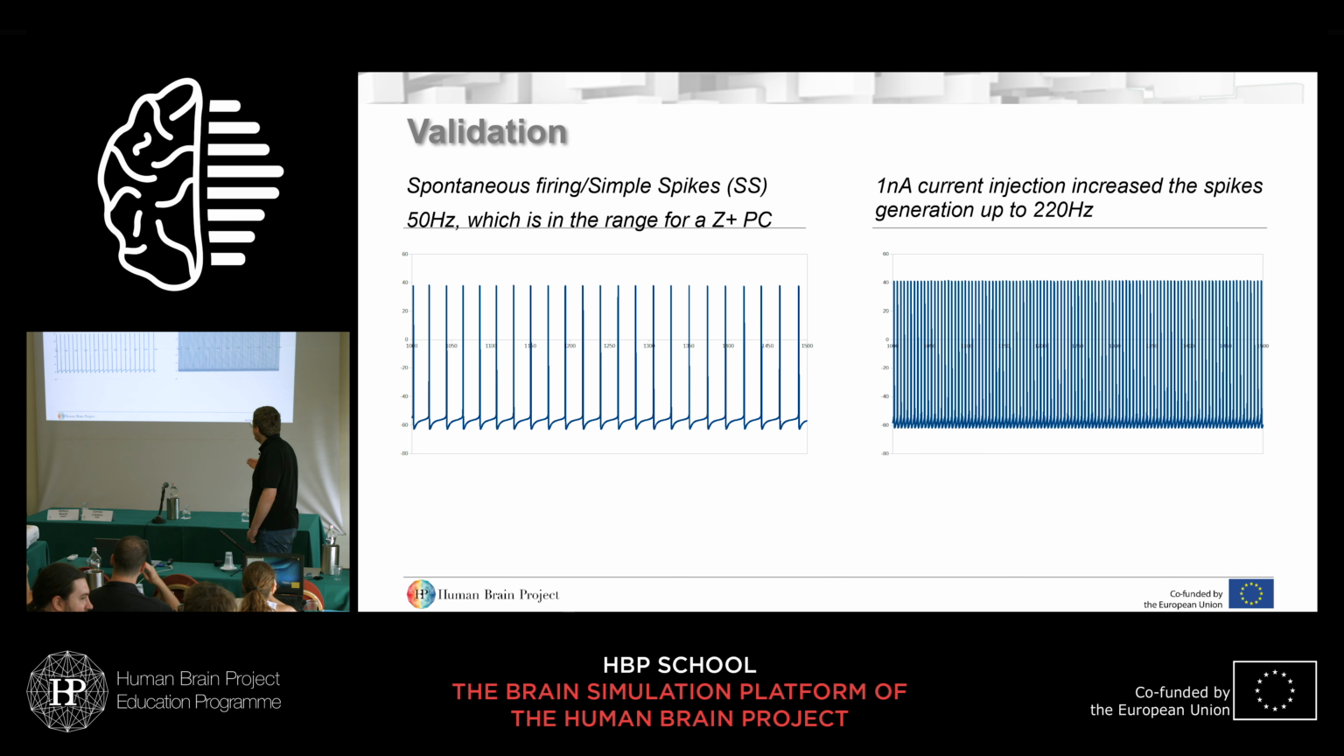After doing the optimization, I obtained a Purkinje cell. Purkinje cells are known for being very regular in their spontaneous firing. In this case, it was around 50 Hertz. If I do a current injection, I obtain a much higher frequency, again, in accordance with the one I've done as a manual fitting. So these are actual results from an optimization.